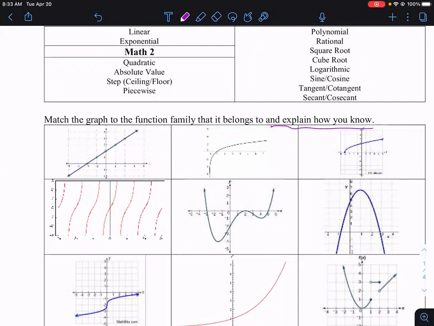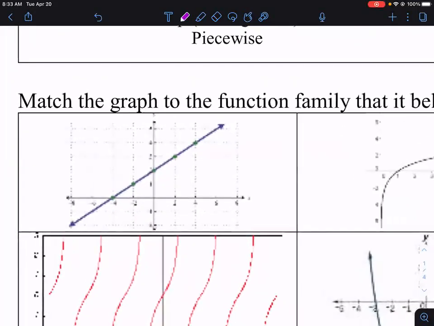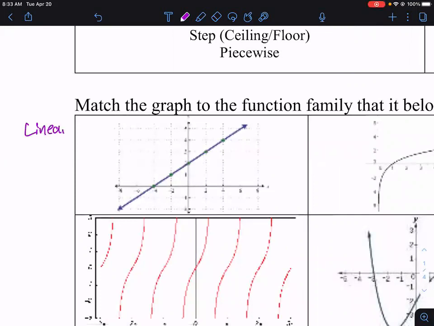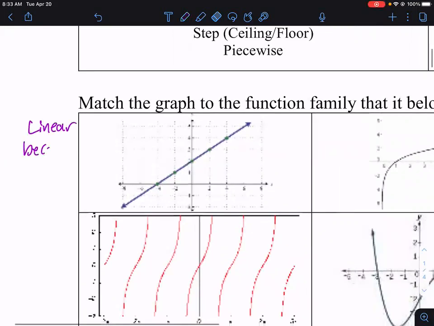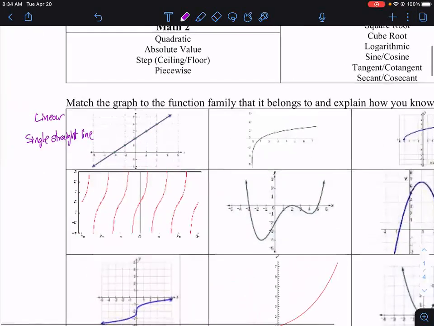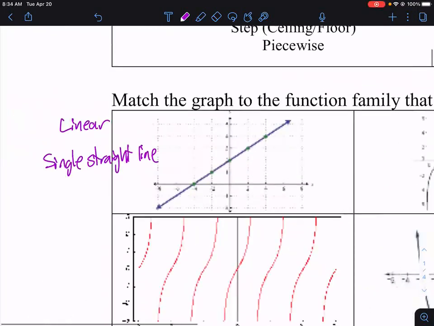Okay, so for example, maybe you recognize this top left one. You'd say, I see this is a linear function. And how do you know that? Well, we know that linear functions are just a single straight line. Right, so that's all the explanation we need because there's no other function that's a single straight line. You can think about all the other functions we've been through, but linear is the only one that you can describe as a single straight line.